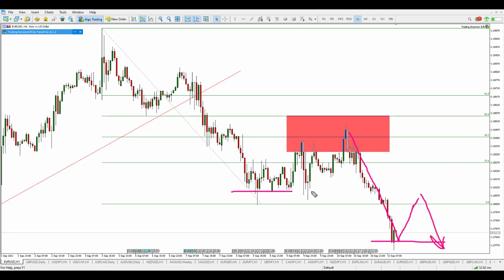So one of the levels is right here at previous structure, and this is going to be a great level if price manages to pull back right here. This is where we are going to be looking for some type of reversal signal, maybe a reversal candle, and that's where we want to enter short.